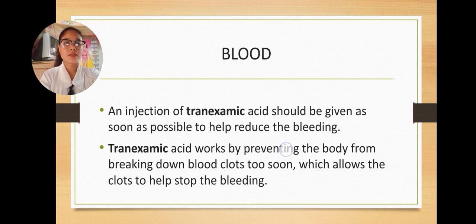Next is this one. An injection of tranexamic acid should be given as soon as possible to help reduce the bleeding. Tranexamic acid works by preventing the body from breaking down blood clots too soon, which allows the clots to help stop the bleeding. Tranexamic acid is a medicine that controls bleeding. It helps your blood to clot and is used for nosebleeds and heavy periods, or any other cases of bleeding. Using tranexamic acid can help stop bleeding.